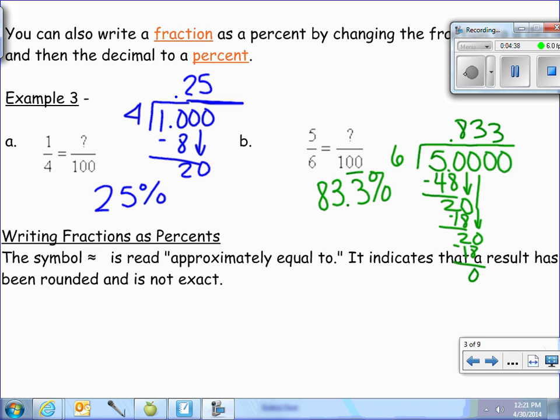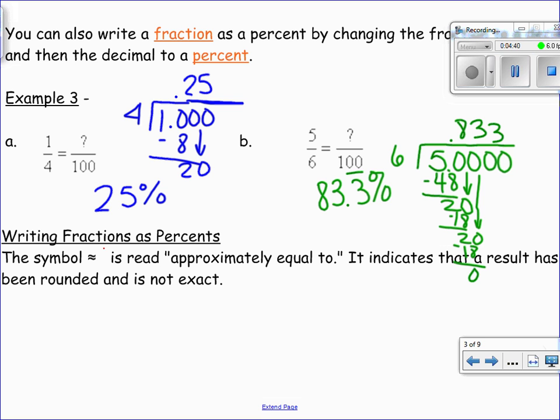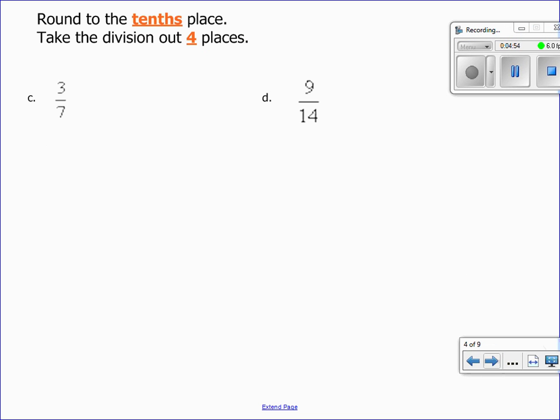This symbol is read approximately equal to. It indicates that a result has been rounded and is not exact. So we're going to do some exercises involving the symbol. In C and D, the instructions say round to the tenths place, take the division out 4 places.